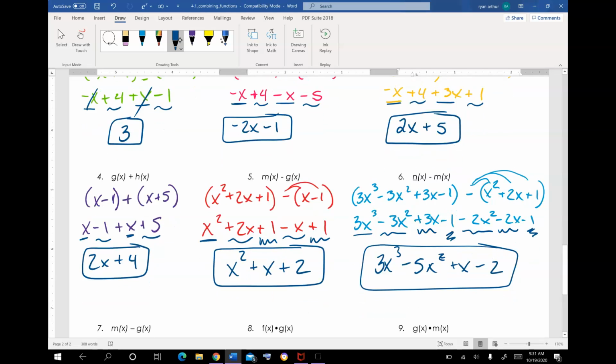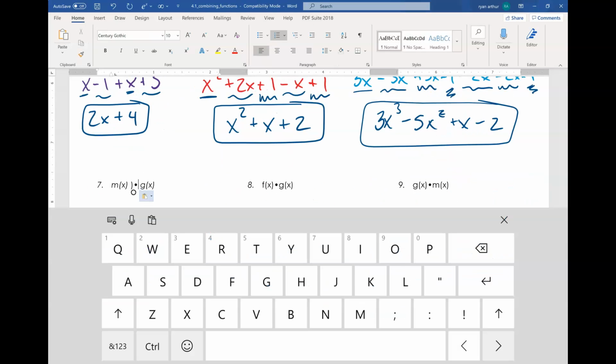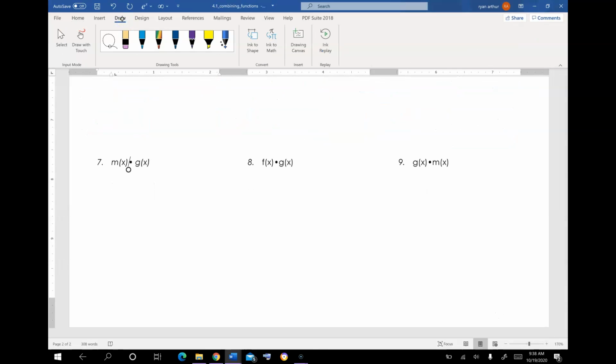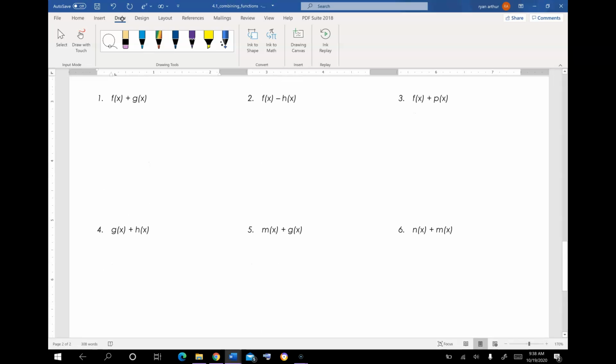All right, we gotta get rid of one of those parentheses. Done. Okay, here we go. All right, so we're going to say m of x times g of x, okay? My computer did die, so we're back.